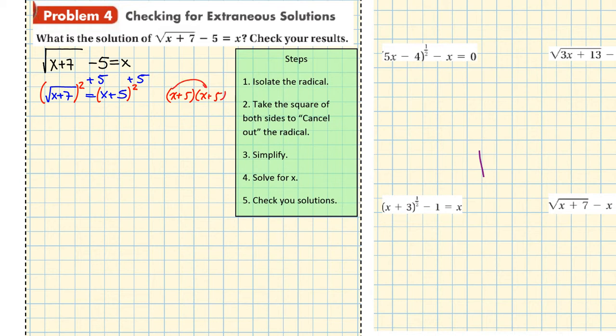First times first, x squared. Outer times outer, plus 5x. Inner times inner, plus 5x. And then last times last, plus 25. So, on one side of the equation, the square root and the square cancel each other out, only leaving the radicand. On the other, we're going to have x squared plus 10x plus 25.